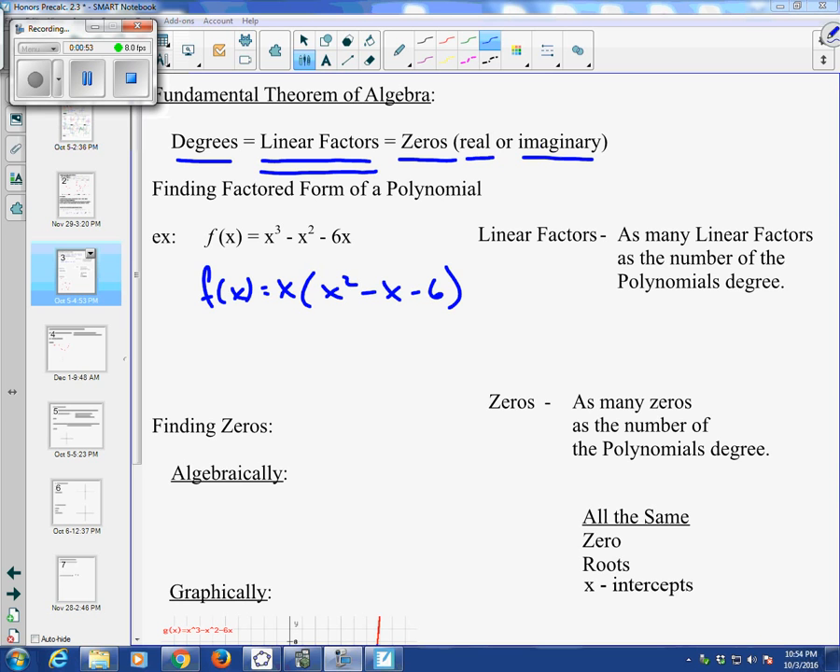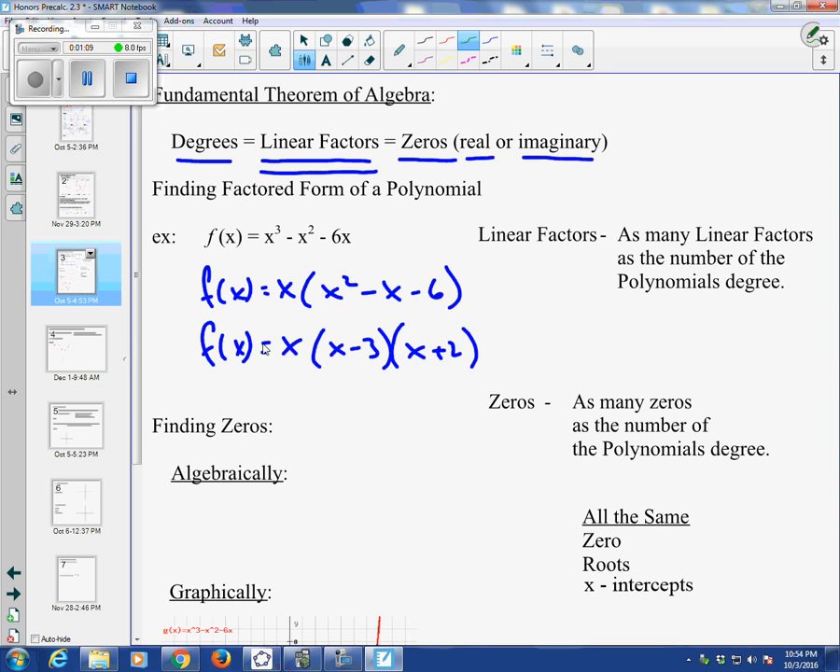All right, guys, so right here we can immediately factor out an x, and then from there we can factor our quadratic into the linear factors x minus 3 times x plus 2. Now clearly right here we've got 3 linear factors, which corresponds to our degree of 3.